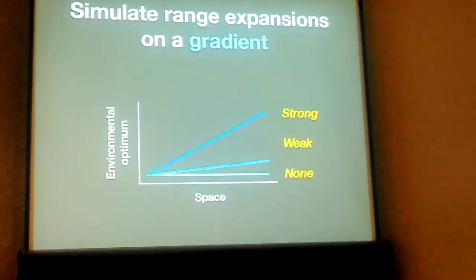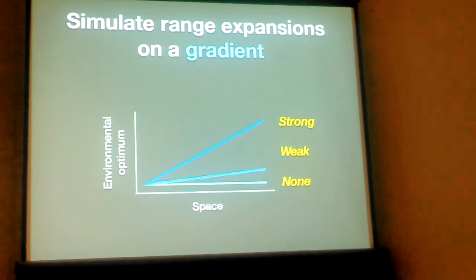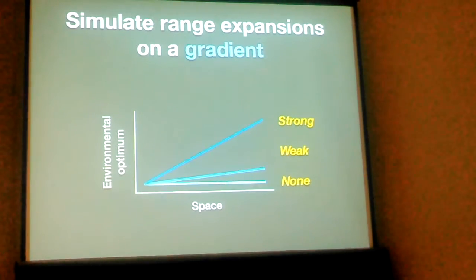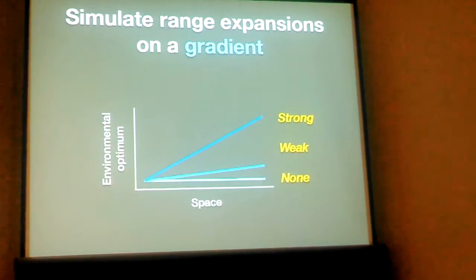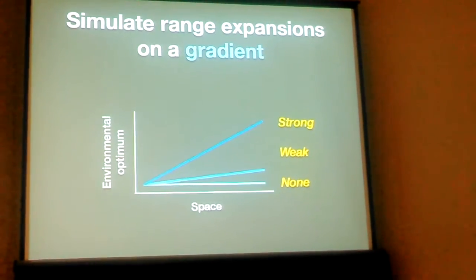Okay, so for the quantitative trait adapting to the landscape, we did three different types of landscapes. One was just the absence of a gradient. One was a weak gradient, so shallow. And one was a steep gradient, so strong.